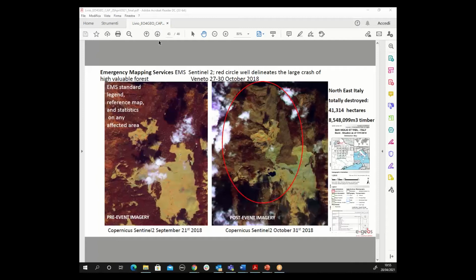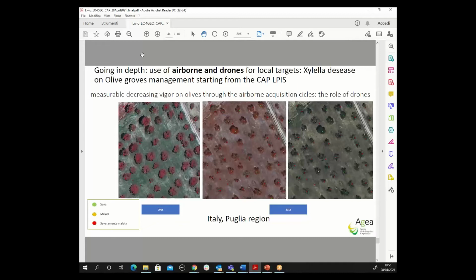Next, we are about to arrive at the end. Just a few words on the local capability using these tools existing at European level. So we use the land parcel identification system and the satellite data that are available. Also for some local cases, that is an example of the Xylella disease, a bacterium that is killing the olive trees in the south of Puglia in Italy. And we use also airborne data, but also drones for checking not only at statistical level, but for indicating where this disease is growing and in which percentage. Next.